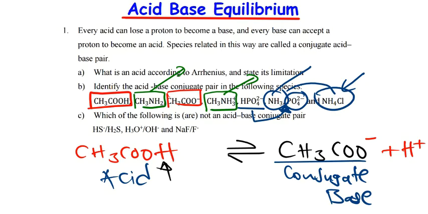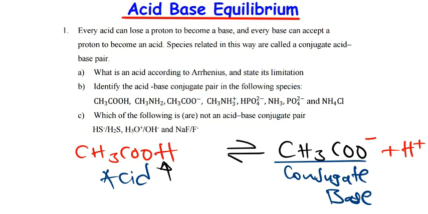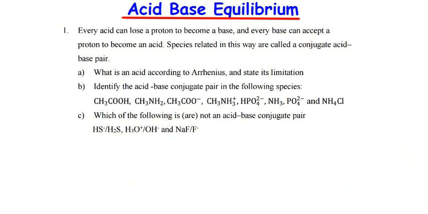Very simple, straightforward. Now I love the next question, because it's asking us which of the following is or are not an acid-base conjugate pair. So just check the difference in terms of whether it has gained or lost a proton. Looking at the first one, hydrogen sulfide, are these pairs? Can we observe a gain or a loss in a proton between them?